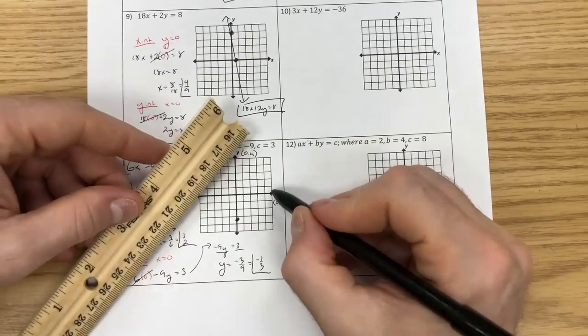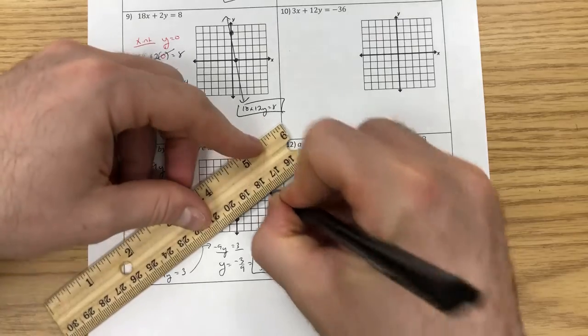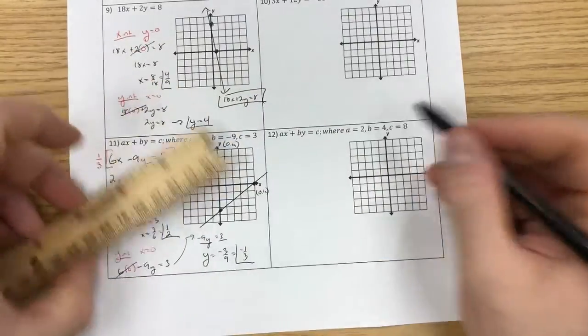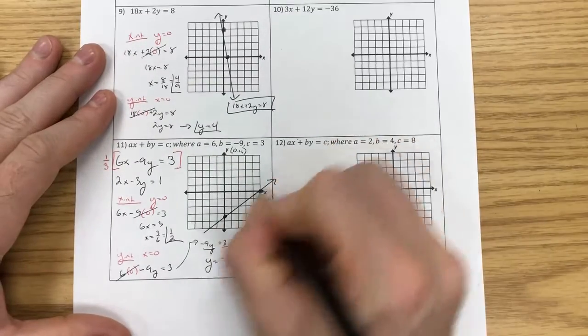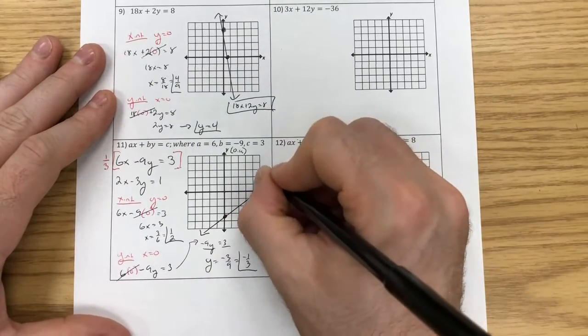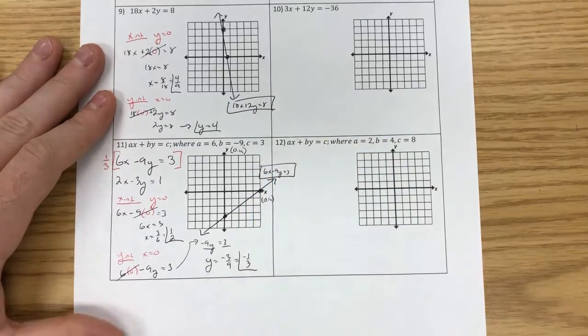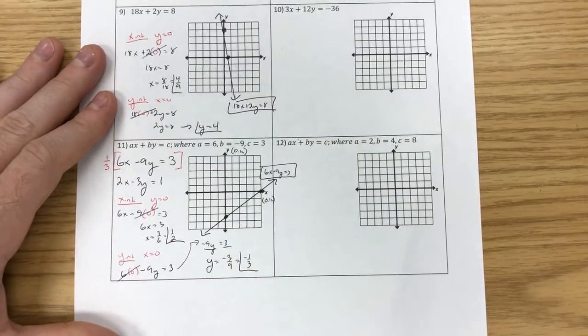And simply by zooming in on the graph, it allows me to get a much more accurate example of what that line looks like. So I have 6x minus 9y equals 3. Boom, and there we go.